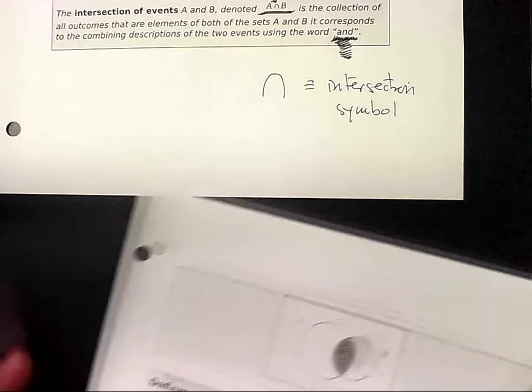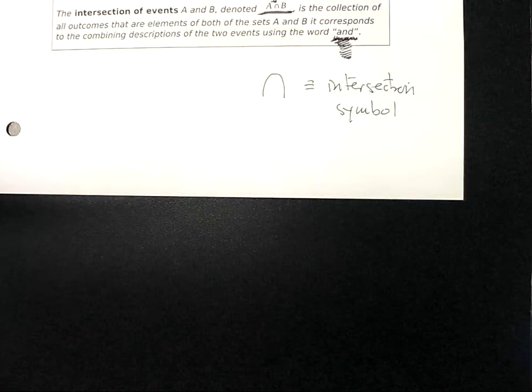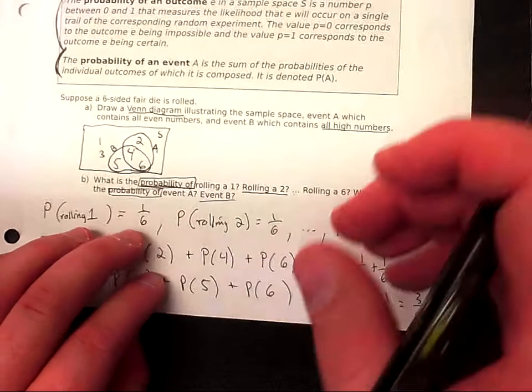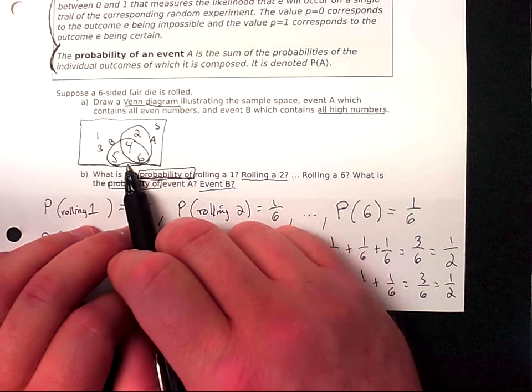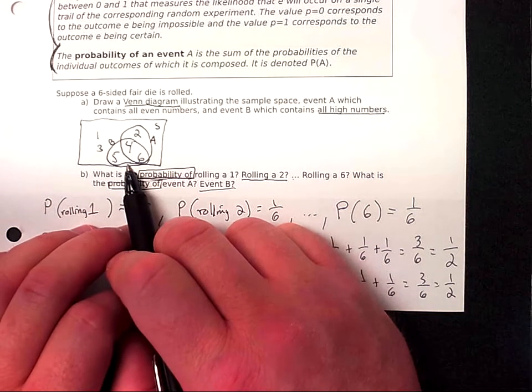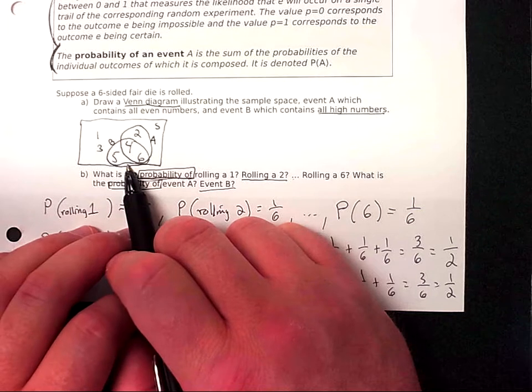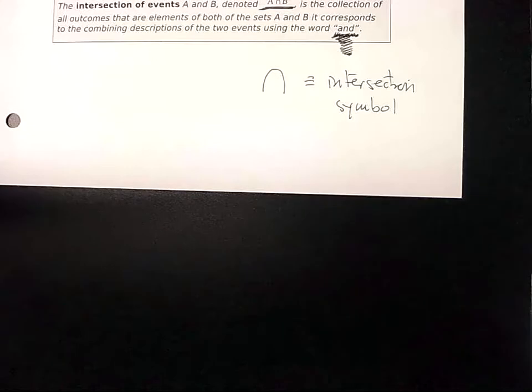All right, so if we go back to this die example, just as a really brief example up here. What's in the intersection of A and B? 4 and 6. Everybody good? That's 4 and 6. It's just what they have in common.